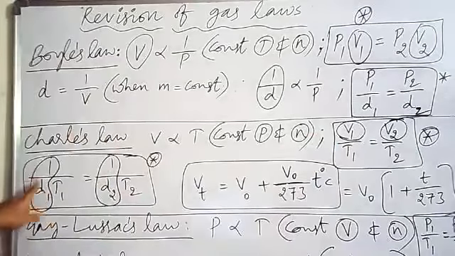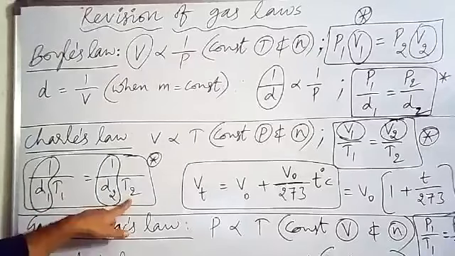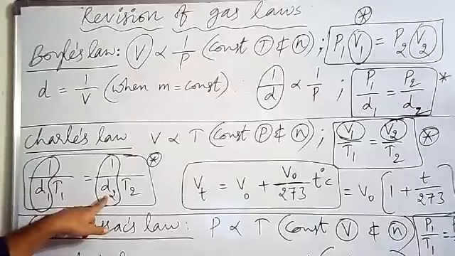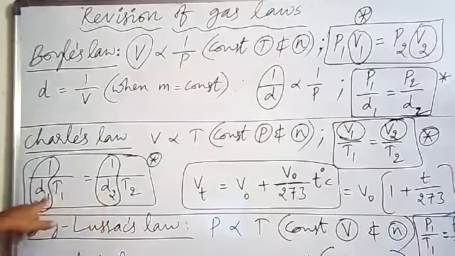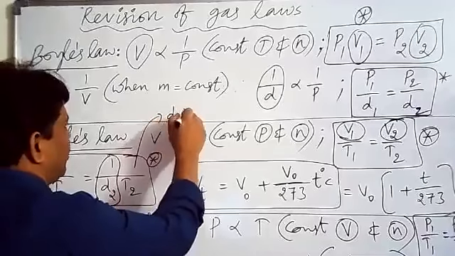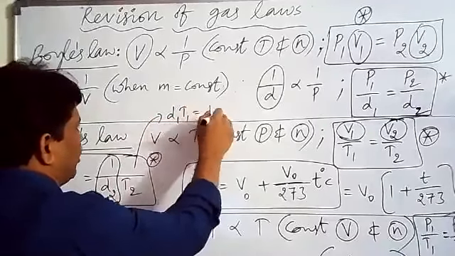So what we got now? 1 by d1 t1 is equal to 1 by d2 t2. That means d1 t1 is equal to d2 t2. Now the second equation: d1 t1 is equal to d2 t2. So this is the equation we can write here.